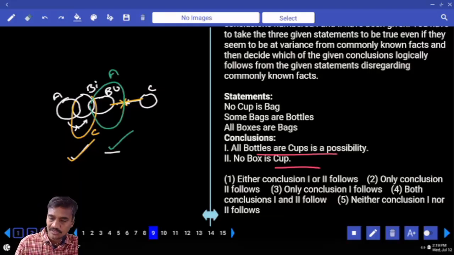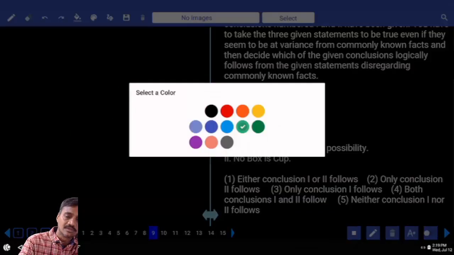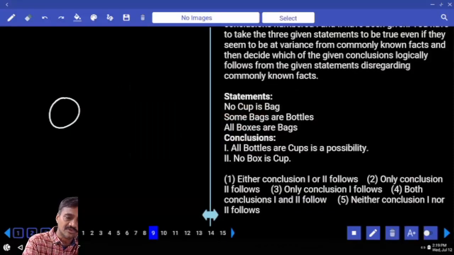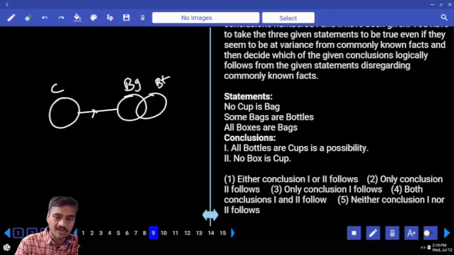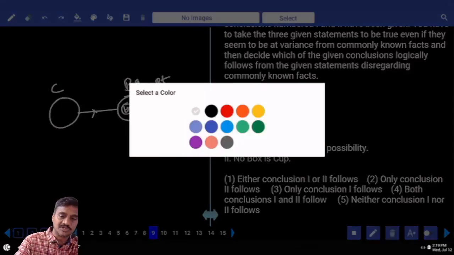Then the 9th one, no cup is a bag. No cup is a bag, no intersection between cup and a bag. Now this is cup and this is a bag. No cup is a bag, and some bags are what? Some of the bags are bottles. Some bags are bottles, and all boxes are bags. Now this entire box is a part of what? Bag. And first one, all bottles being cups is a possibility. All bottles being cups, is it possible or not?